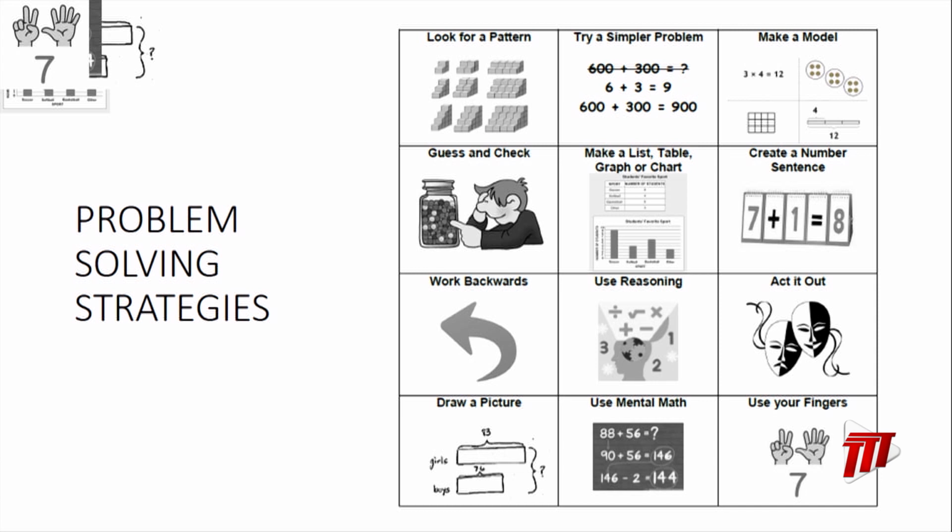Draw a picture. Very often, a lot of the information, a lot of the words that sound confusing in a problem could be eliminated by simply drawing a picture. And we will show examples of drawing a picture to simplify the amount of words and the confusion that some of these words create. Use mental math. The mental math strategy, like I mentioned before, is a good way of checking back and reconfirming your answer.